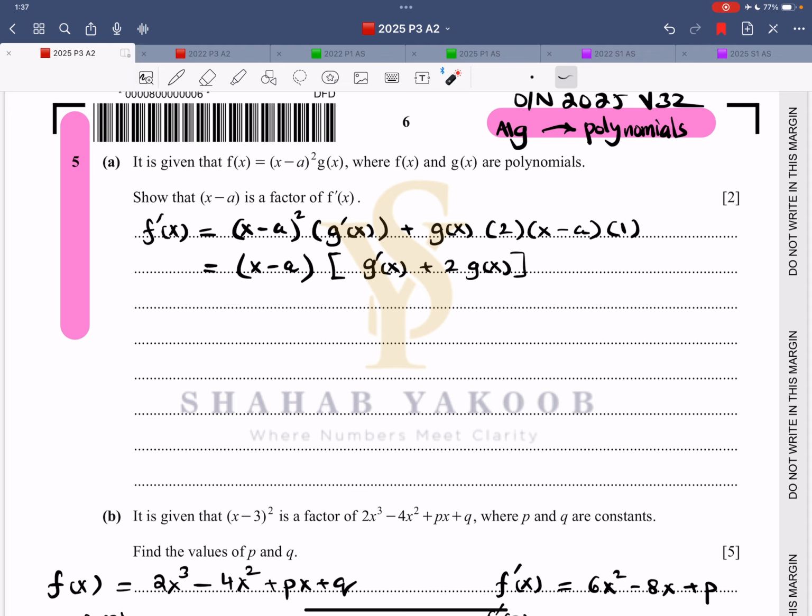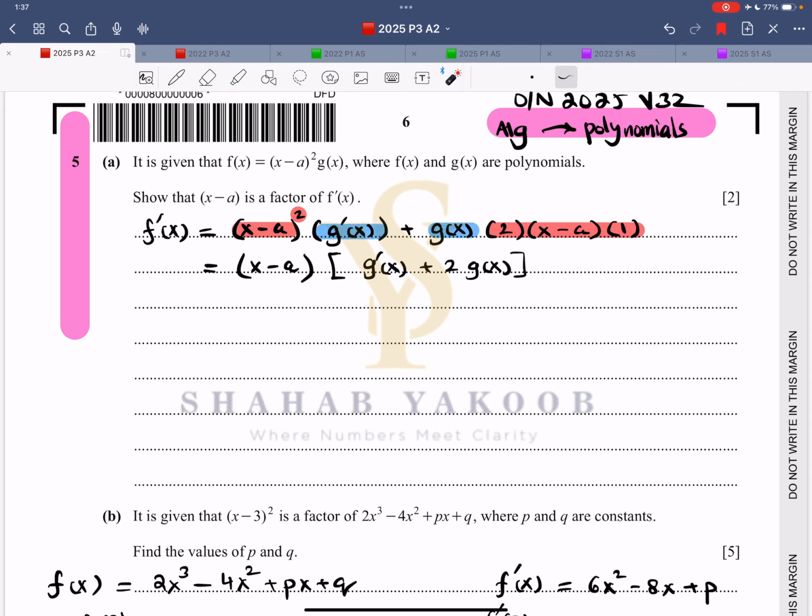So technically, this is u, this is v prime, this is v, this is u prime. We don't know what g(x) is. Doesn't make a difference. So this thing over here, this is u, this is u prime. This is v prime, this is v. So now what can we take common out? We can take x - a common out.